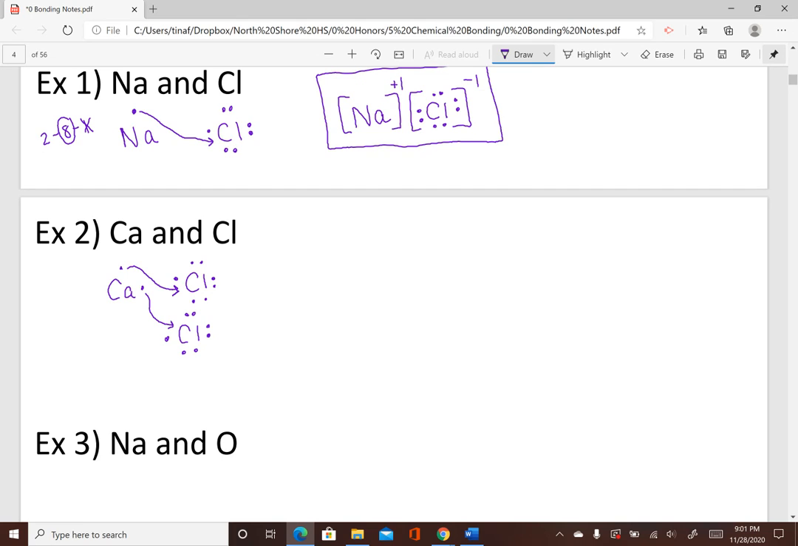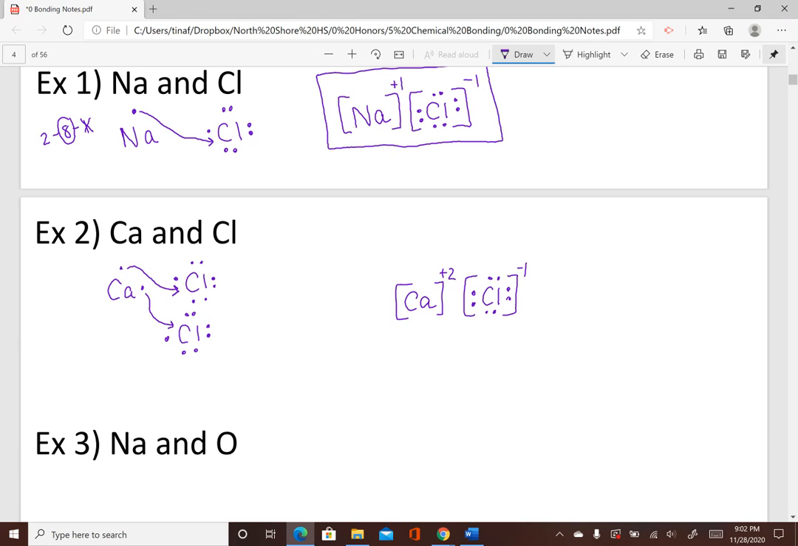Okay, so what is my final answer going to look like? My calcium is going to be left with no dots. It's going to have brackets. And because it lost 2 electrons, we're going to give it a +2 charge. Now my chlorines, guys, I'm going to draw one chlorine first. It had 7, now it has 8. It gained 1 electron, so -1 charge.